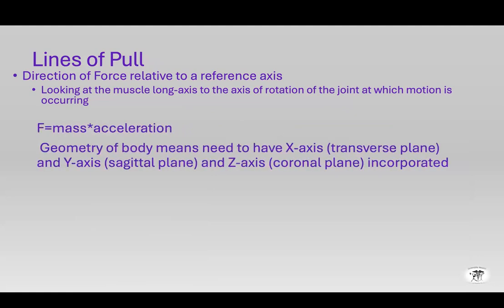And this is where we have to go back and remember our physics equations. Force equals mass times acceleration. But we have a problem. The problem is that the body is not planar. The body is not one flat line. We have the geometry of the body in which we have an x-axis, the transverse plane, a y-axis, the sagittal plane, or the z-axis, the coronal plane, that has to be incorporated into the movement.